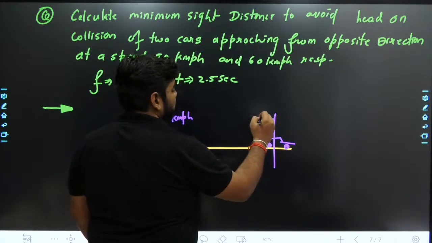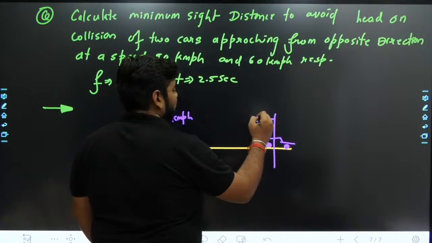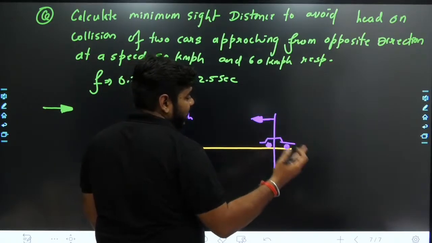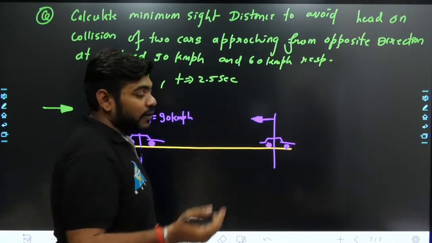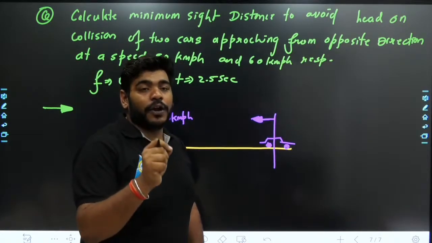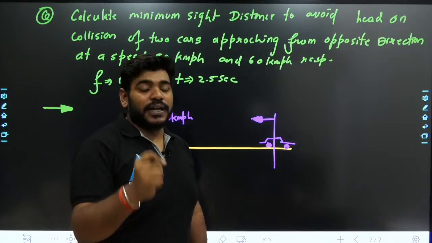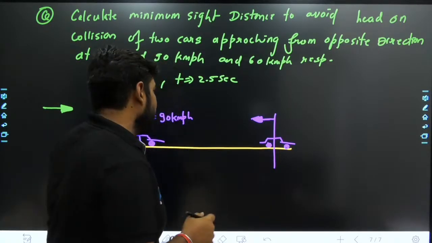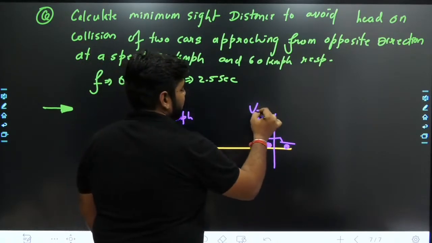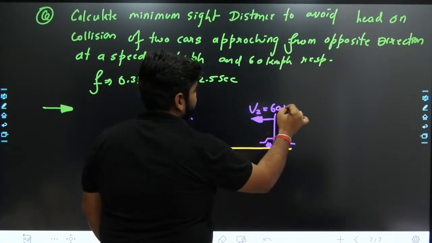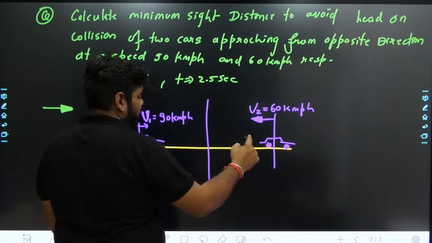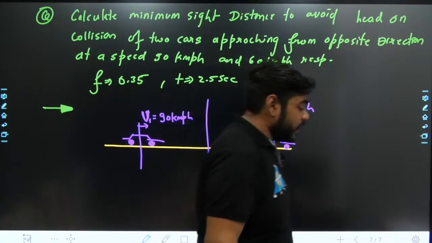The question didn't tell about the number of lanes or the number of ways, whether it is a two-lane traffic, a single lane two-way traffic, or a single lane one-way traffic. But the word head-on collision itself expresses that it is a single lane two-way problem. Fine. The velocity given here is 60 kmph. Now what we need to do is calculate the stopping side distance for this particular vehicle, so we can avoid the head-on collision.